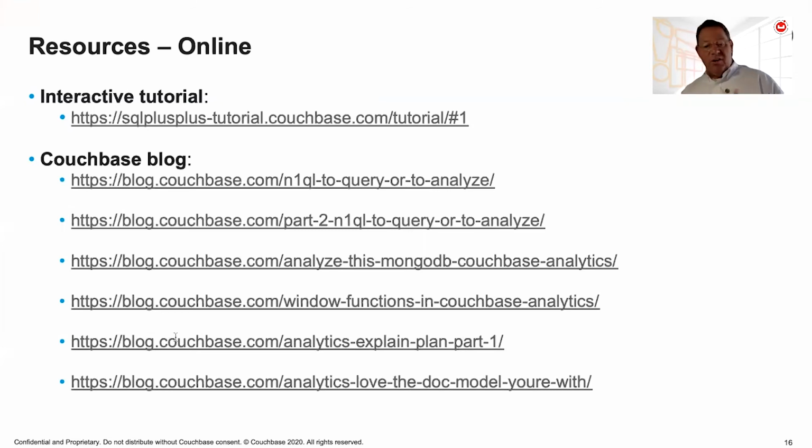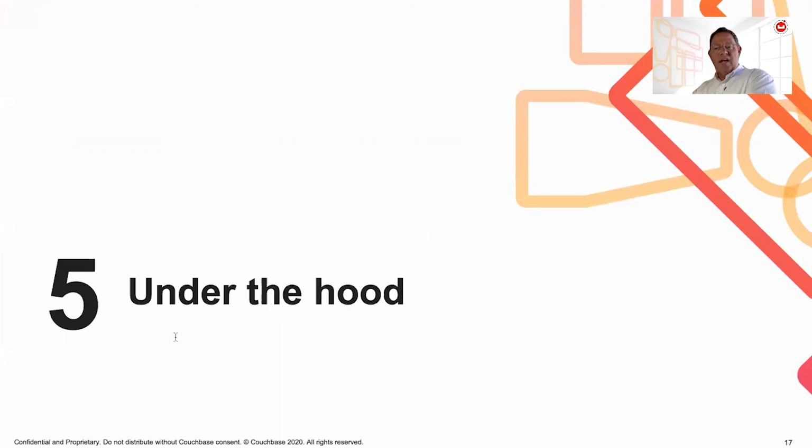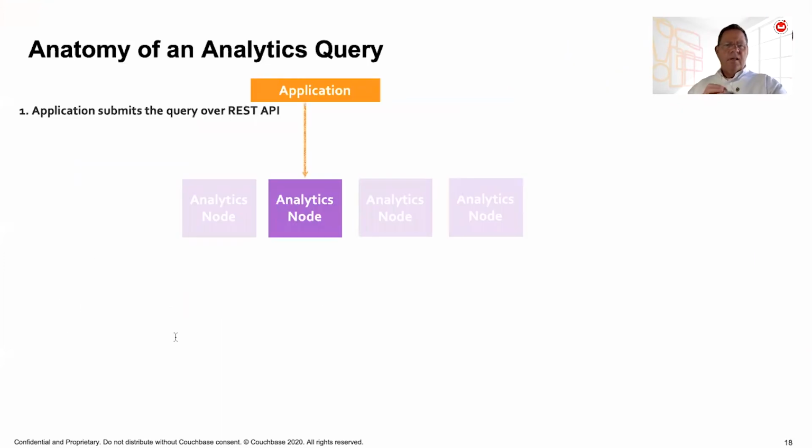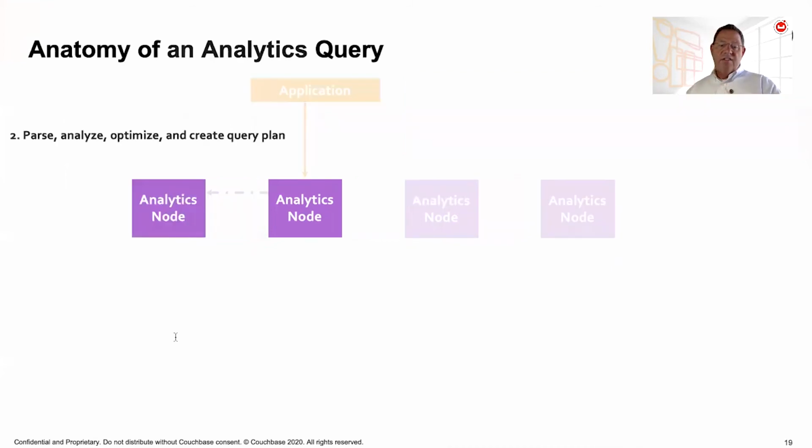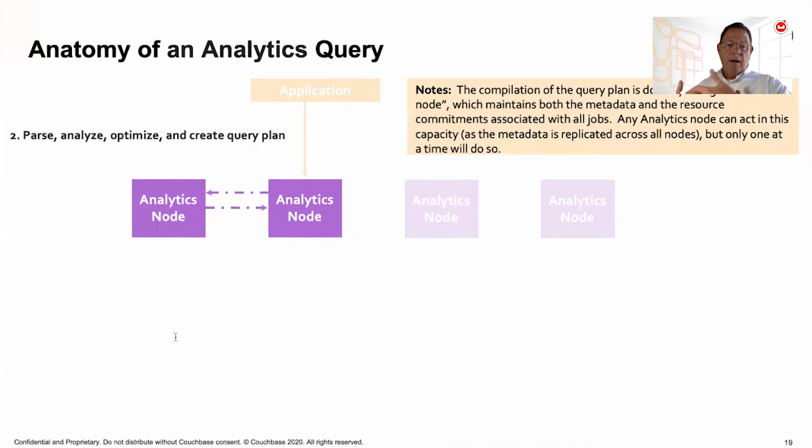If, however, you want to stick around and talk a little bit about what's under the hood, that's the next conversation that we're going to have. What I'm going to take you through is the process that Couchbase goes through when it runs a query. A query typically starts when an application submits the query over the REST API. Now, all of the nodes listen for query requests, and any single one of them can grab it and take care of it.